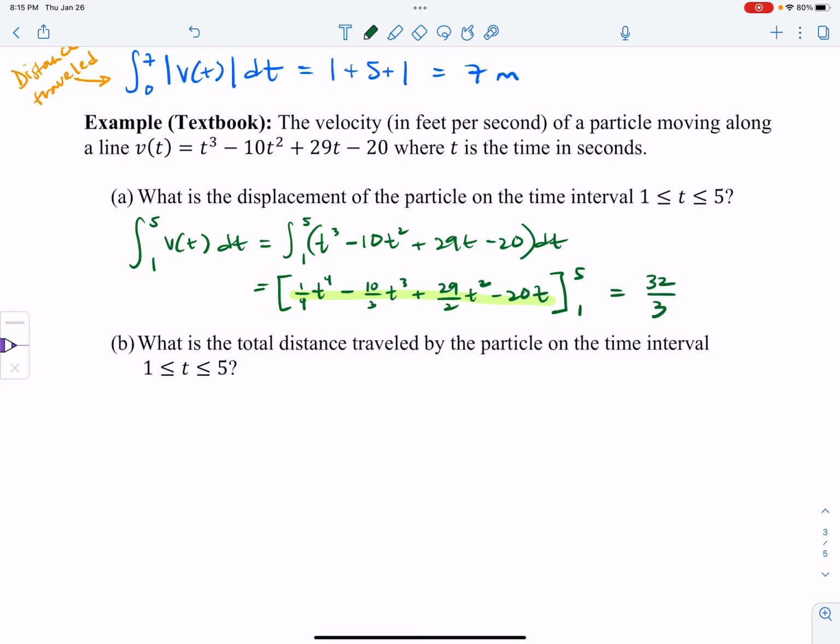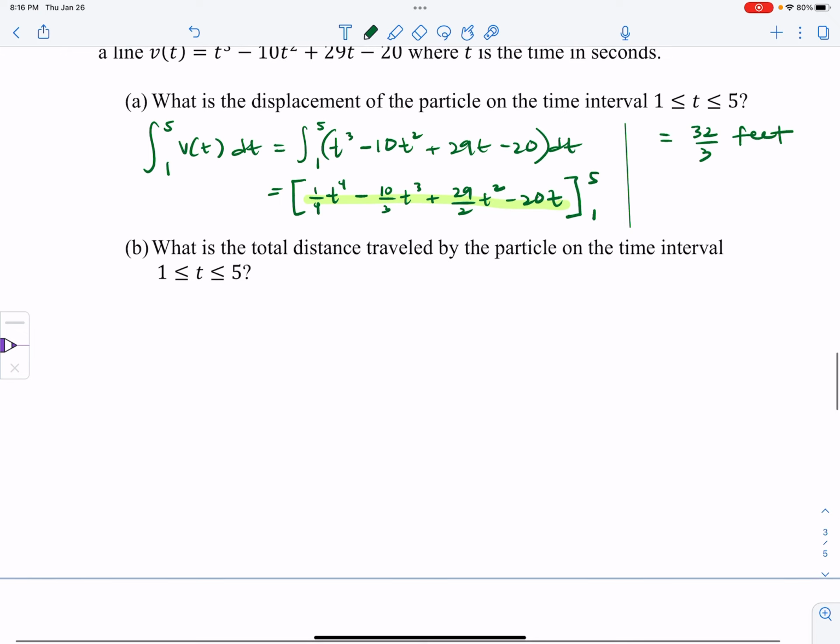Sorry, I should be going down here. I should follow what I tell you guys to do. I'm going to draw a line here and then put equals to 32/3, and the units for distance are feet. Okay, so the displacement of the particle on the interval from 1 to 5 seconds is 32/3 feet, or 10 2/3 feet.